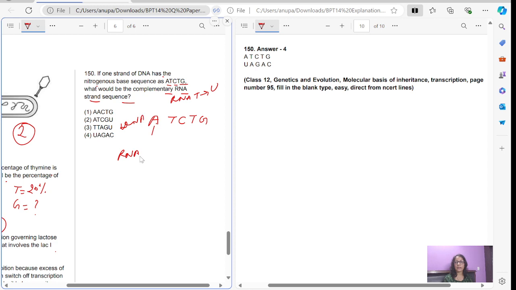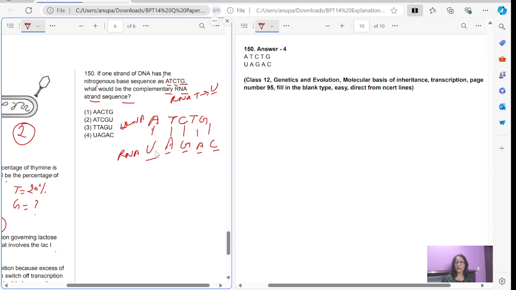and we will make the bases for RNA. So A will pair with U, T will pair with what? A, because A pairs with T. C will pair with G, and T will pair with again A, and G will pair with C. So we will have U, A, G, A, C.